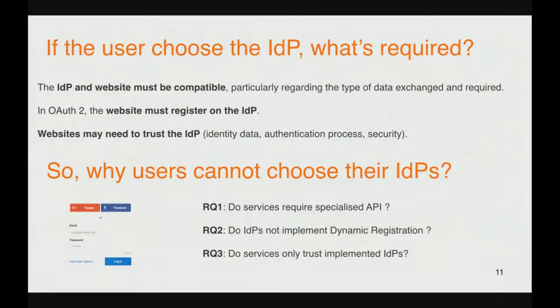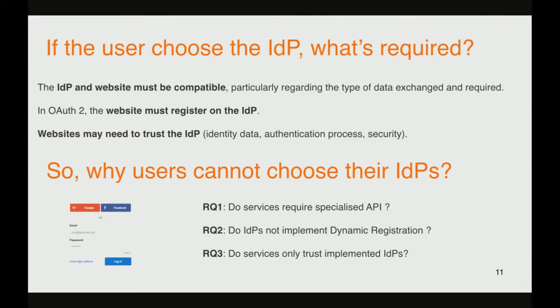So why is it impossible for the user to choose their identity provider? And we have two research questions. The first one is that maybe the service requires a specialized API, specialized data, so that any identity provider cannot be used. The second research question is that maybe the identity providers do not implement dynamic registration that would allow the plugin of any identity providers on any website. And finally, maybe it's just a trust issue between websites and identity providers.